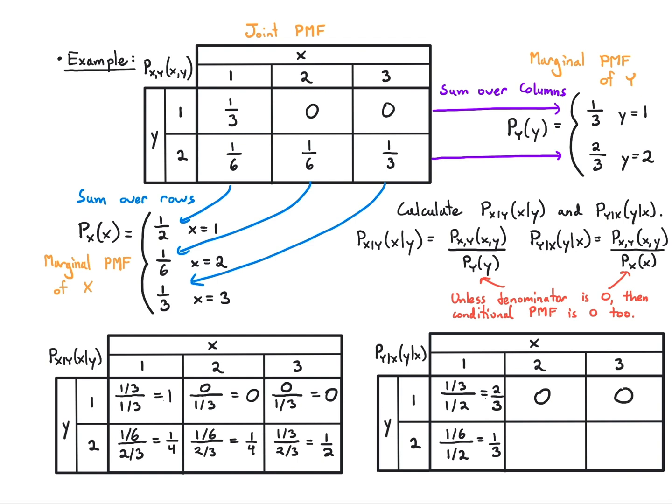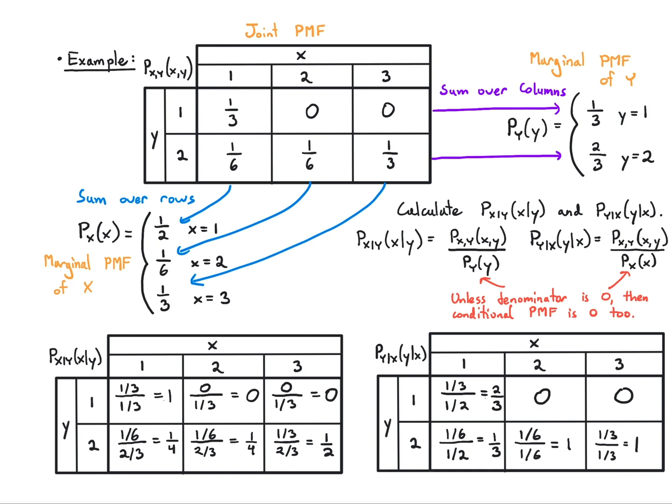And now I'm going to go into the last 2 entries. So I'm going to go down to the entry where x is 2 and y is 2. So that's going to be a sixth. Divide by that a sixth for the marginal of x at 2. And finally, I take the last entry where x is 3 and y is 2. That's going to be a third. And I'm going to divide by the marginal of x at 3, which is a third. And that's going to work out to be 1.